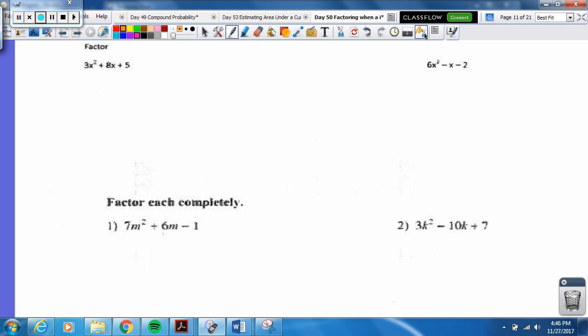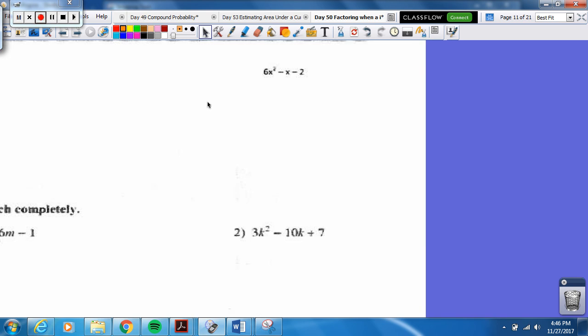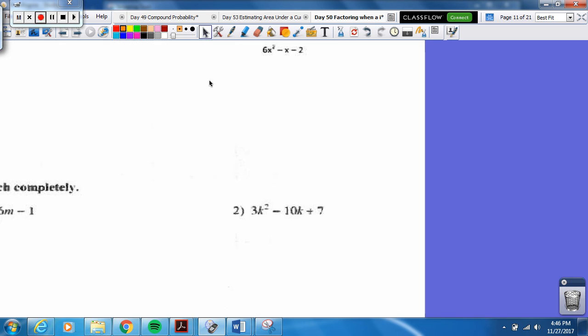Alright, so let's check out this next one. Write this in your notes: 6x squared minus x minus 2. What are we going to do first? First I'm going to draw my x. B goes on top, so that's negative 1. What goes on the bottom? Not just negative 2, because I have that number in front of the x squared. A is greater than 1, and so right here it looks like 6 times negative 2, which is negative 12. Okay, so now what do? What adds to negative 1 and multiplies to negative 12? That would be negative 4 and 3.